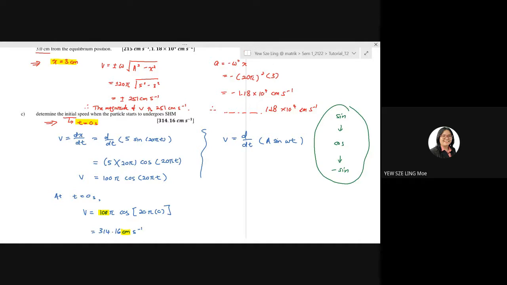Just make sure you know how to differentiate the equations, because sometimes the questions will give you equations in terms of cos, x in terms of cos. If that is the case, then you need to know how to differentiate the cos function.